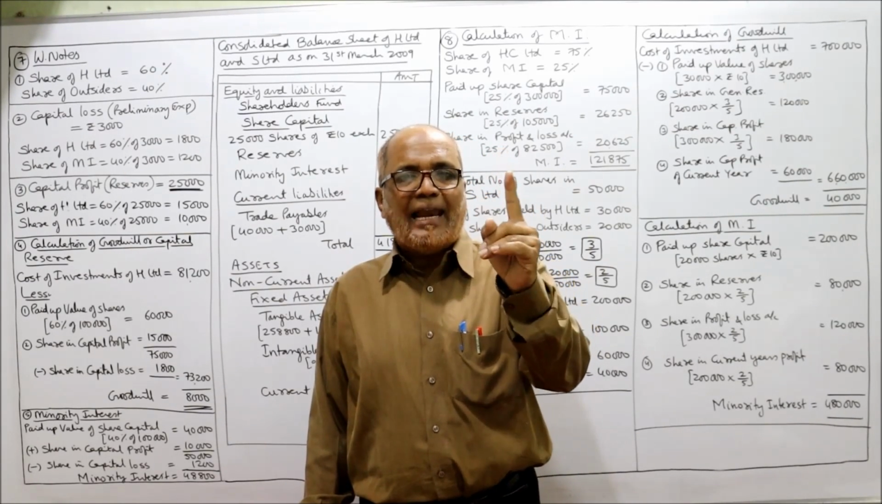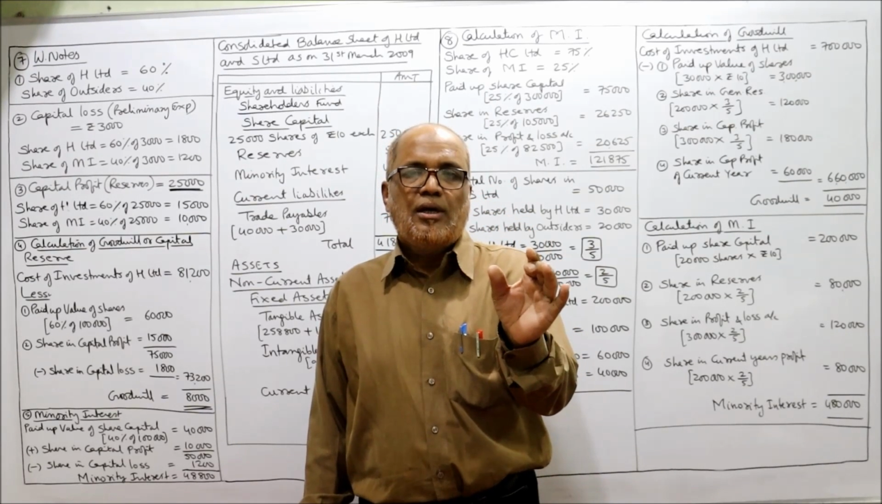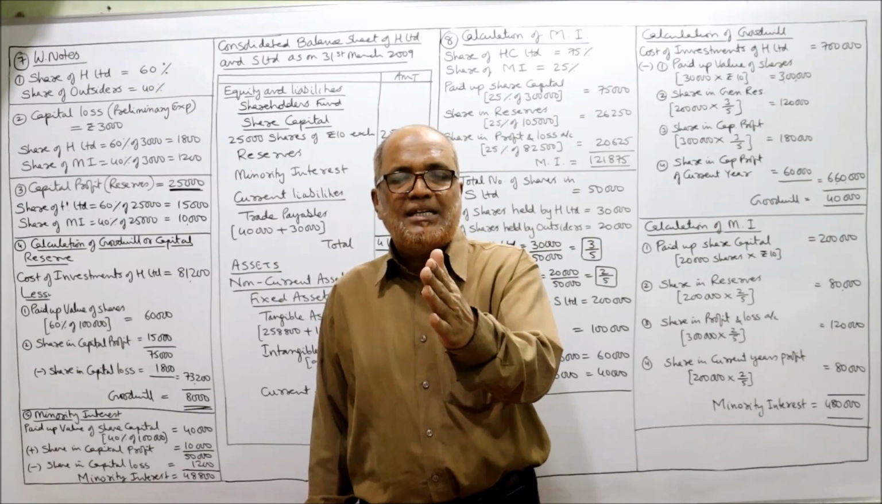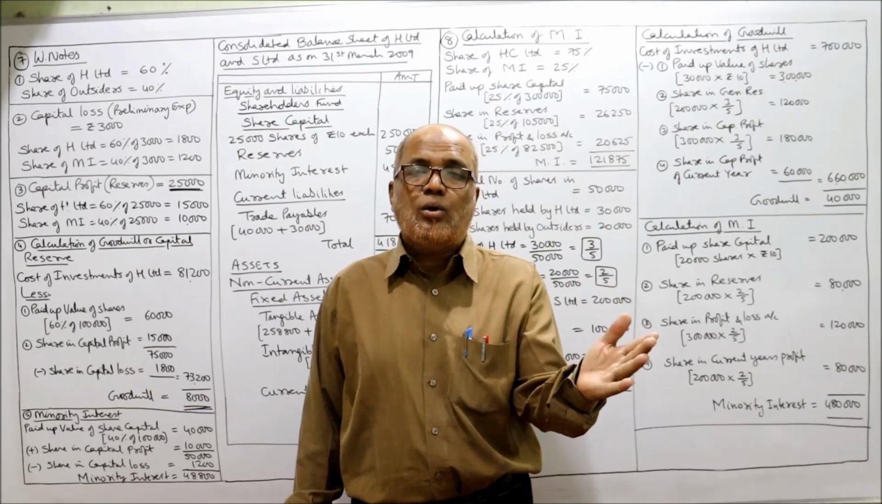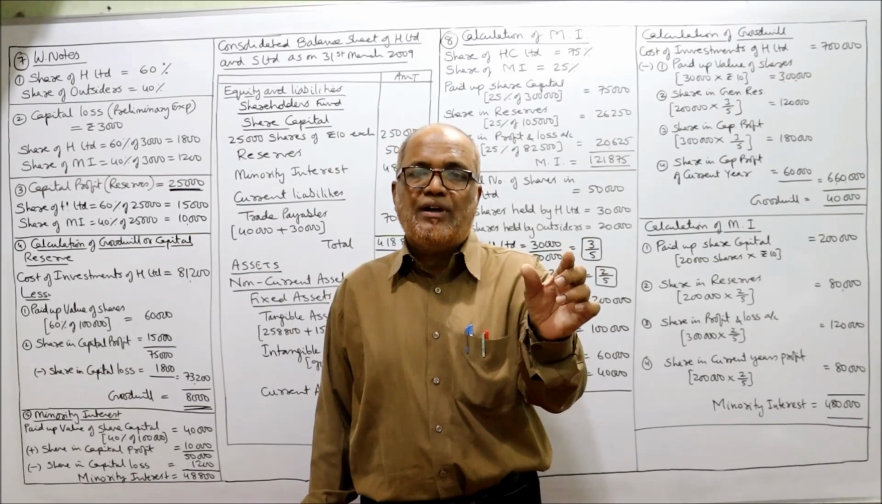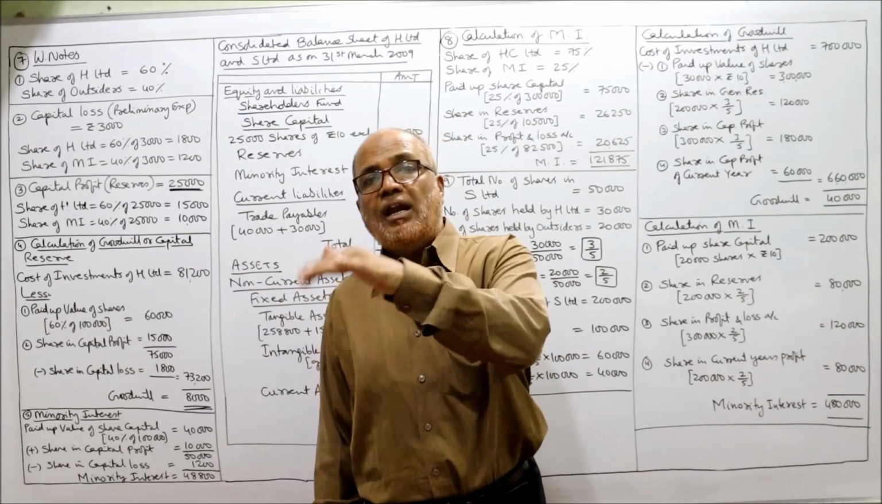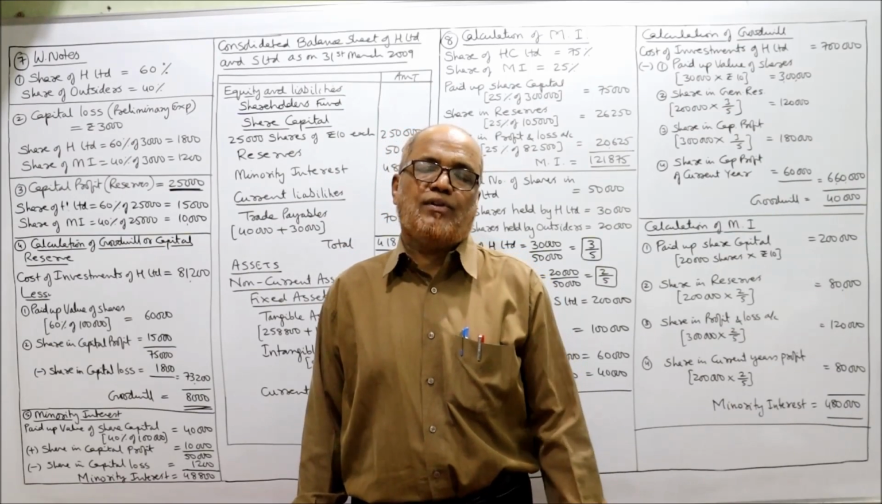First step, calculate the capital profit or capital loss. What do you mean by capital profit? The profit earned by the subsidiary before acquisition of shares. Before acquisition of shares, whatever profit or loss there is will be capital profit or capital loss. After acquisition, the profit will be treated as revenue profit.